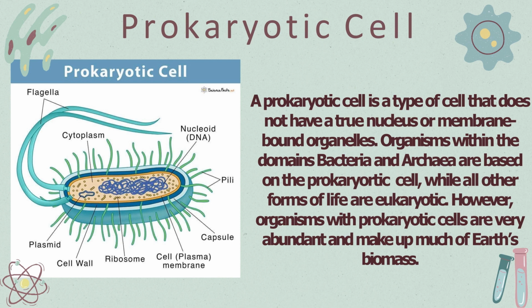If you look at the left side of this presentation, you can see the parts of a prokaryotic cell. So we have the flagella, cytoplasm, nucleoid or DNA, pili, capsule, cell or plasma membrane, ribosome, cell wall, and plasmid. We will further explain that later.